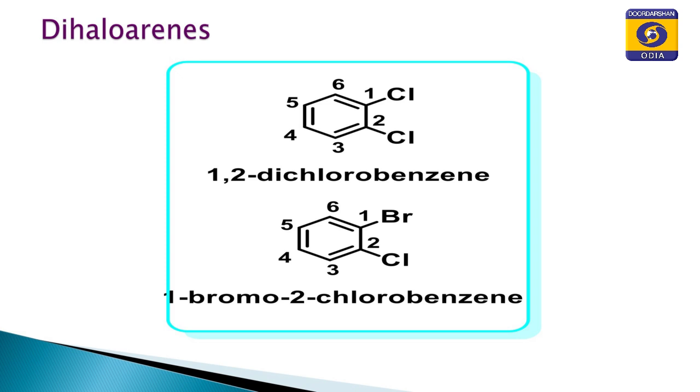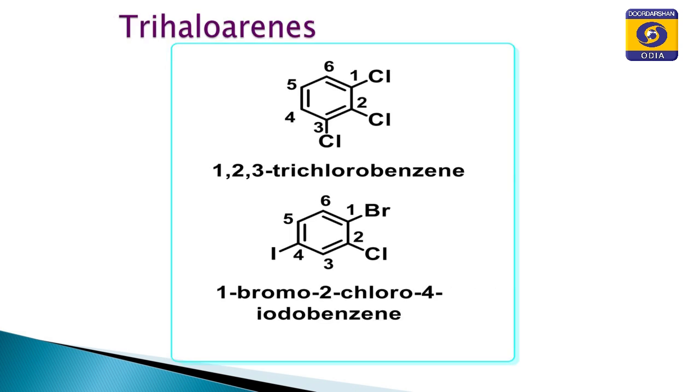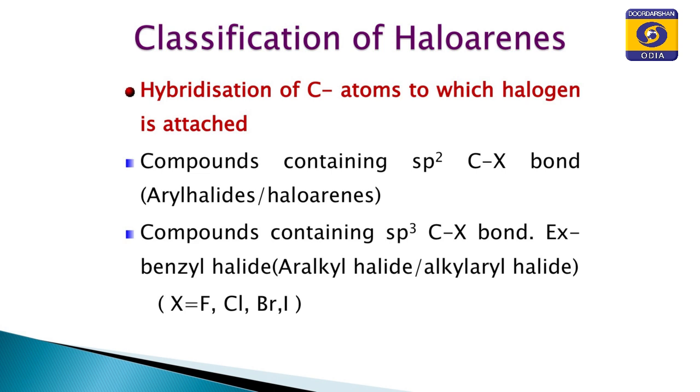Now, the third category is the trihaloarene. If the number of halogen atoms is 3, then one or two examples are given, that is 1,2,3-trichlorobenzene and 1-bromo-2-chloro-4-bromobenzene. Mostly the nomenclature and classification of haloarenes is just similar to that of the haloalkanes. Next is the second method of classification, and how the classification is carried out.